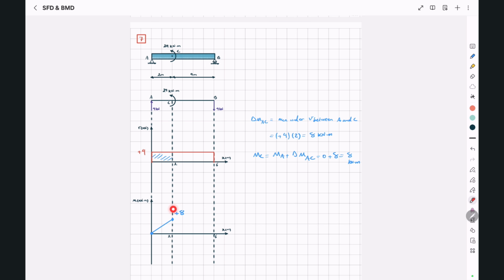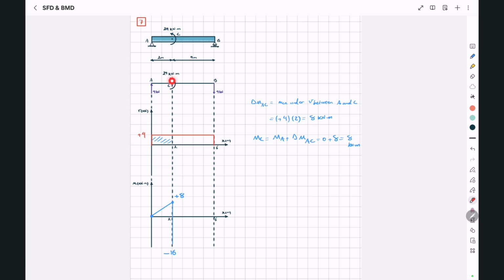Our MC was equal to positive 8. We have a negative concentrated moment with a magnitude of 24. So positive 8 minus 24 will bring us to a moment equal to negative 16. So we're going to have something like this. And this is negative 16.